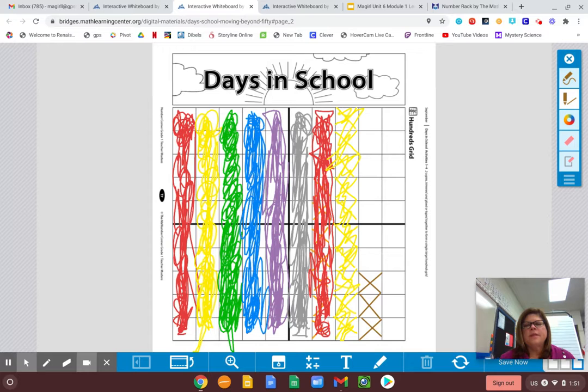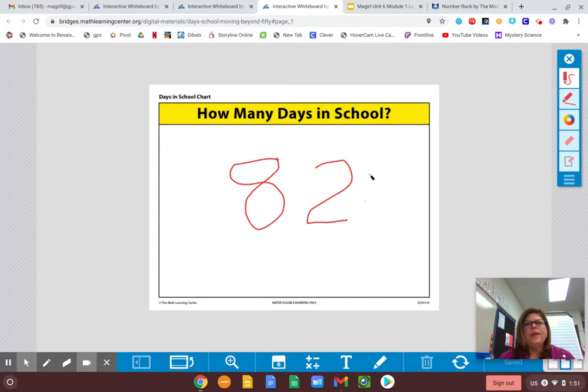Remember that because on the next page, we are looking at the total days we've been in school, and I'm going to have to erase the 2 and make it a 3. We are going to have 83 days. And so now the 3 goes after the 8 in the tens place. The 3 is my ones number, 83. Save that too.